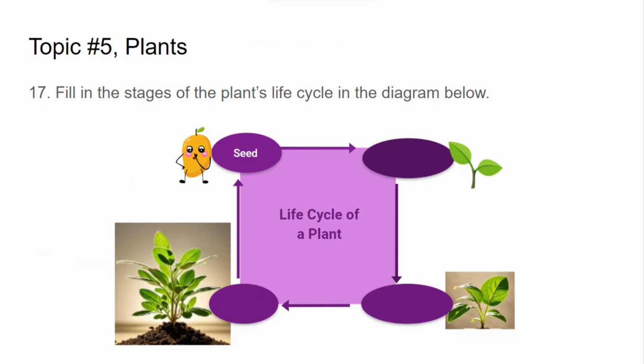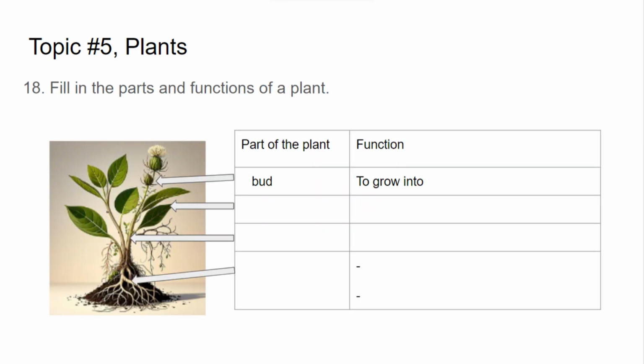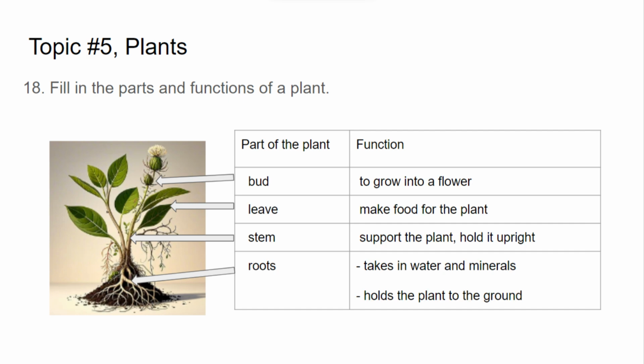Question 17. Fill in the stages of the plant's life cycle in the diagram below. Since seed has been filled in for you, we continue with seedling, followed by young plant, and then adult plant to complete the life cycle of the plant. Question 18. Fill in the parts and functions of a plant. The function of the flower bud has been partially filled. We complete it by answering that the function is to grow into a flower.